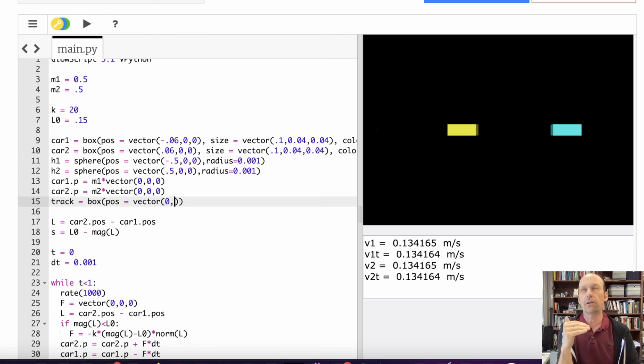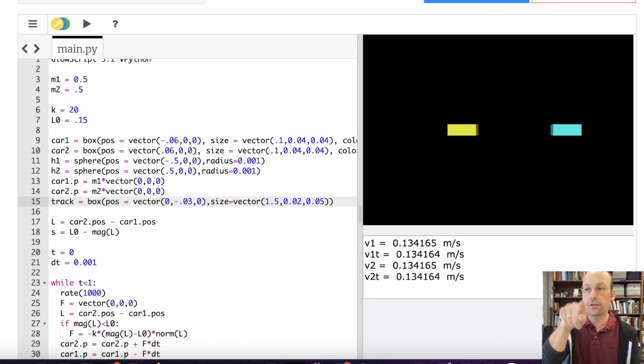And then if I make the thickness of the track 2 centimeters, so let's say negative 0.03. I'm going to move it down. 0. And then the size is going to be equal to vector 1.5, 0.02, and then how wide is it? The cars are 4 centimeters wide. If I want a little bit wider, I can make it 5 centimeters. So 0.05, that's in the Z direction, which is in and out of the screen. I'm going to leave the color as gray. I think that'll show up. Let's just see if that works.